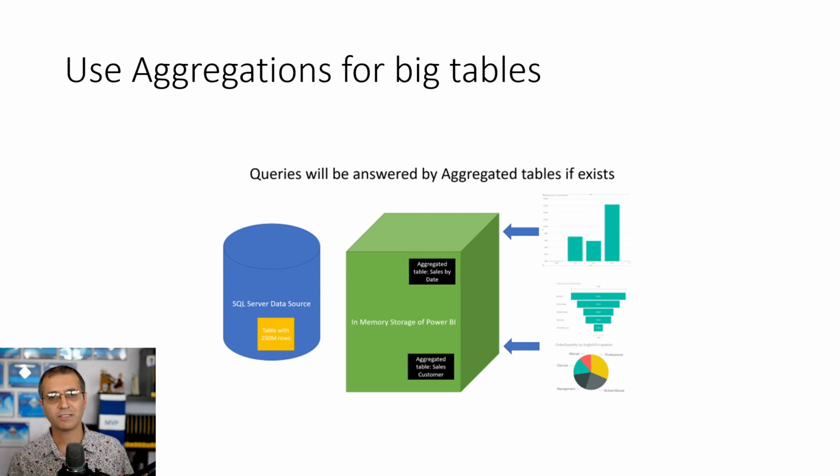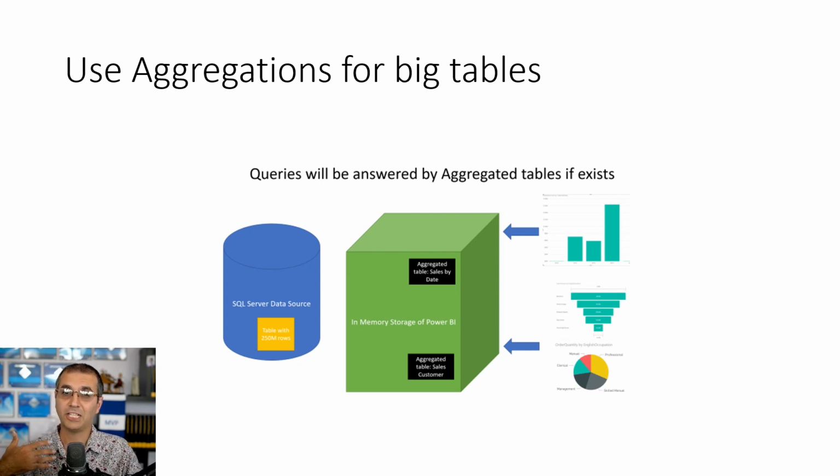By date and by customer might be only 100,000 records, which is much smaller than that original table. These aggregated tables normally are imported in the Power BI model, so they are fast to respond. Power BI first tries to resolve the visualization query by these aggregated tables. If it cannot, then it goes to the original table. So aggregated tables make things faster.